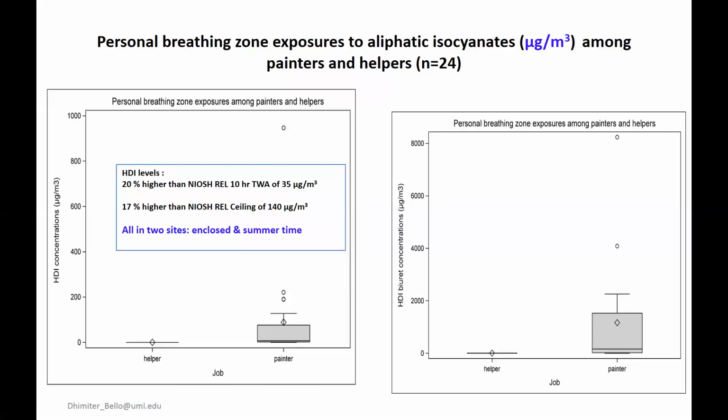What is interesting here is that all samples that exceeded these levels belonged to two sites, and they both were enclosed sites, like the one I presented, and both happened during the summertime and daytime, where temperatures were quite high.